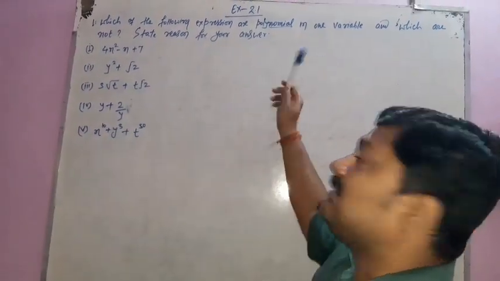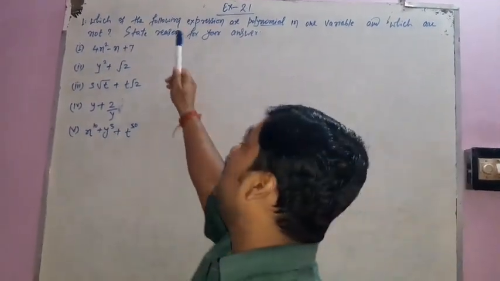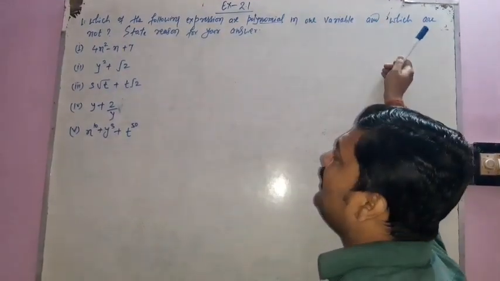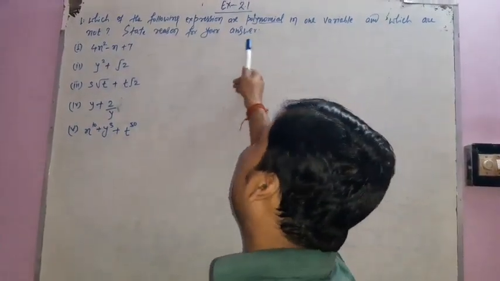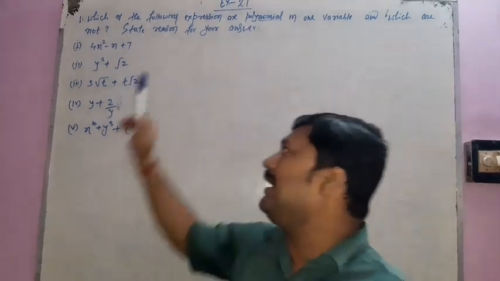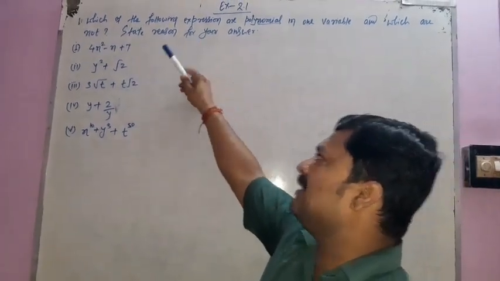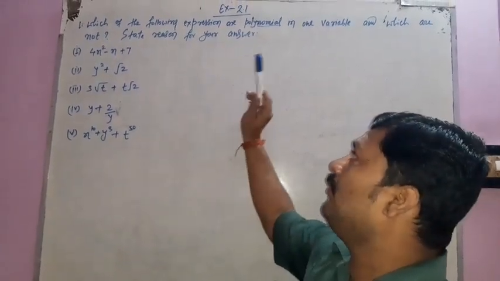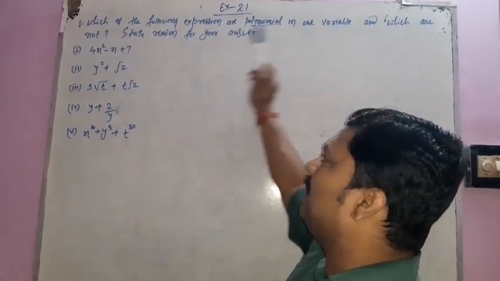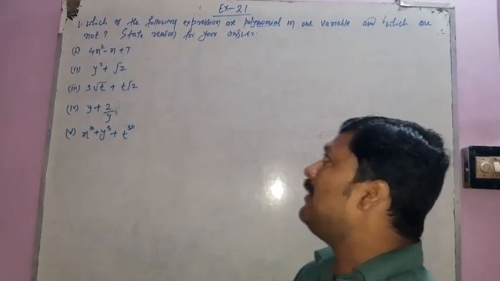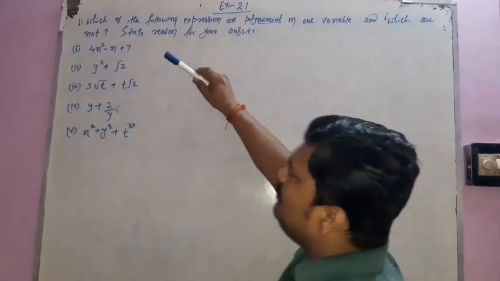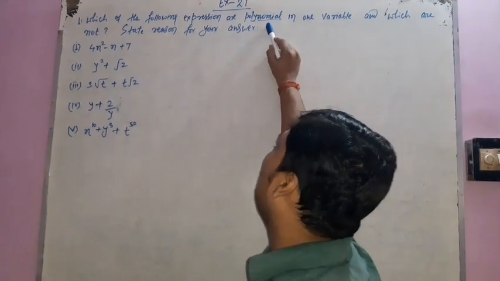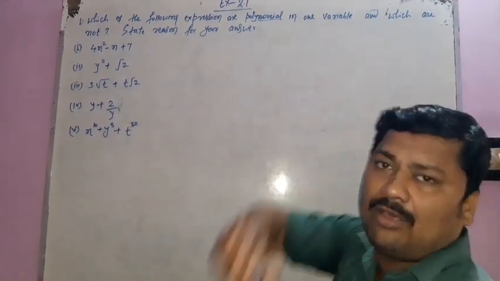The first question of this exercise is: which of the following expressions are polynomials in one variable and which are not? State reason for your answer. We have to identify here which expression, 5 expressions are given. So out of these 5 expressions, which is a polynomial in one variable and which are not. First we have to consider out of these 5 expressions which are polynomials, and if they are polynomials then whether they are in one variable or not.